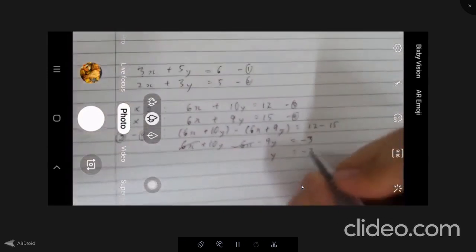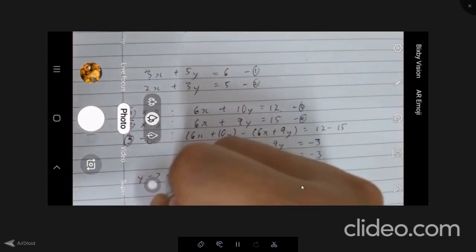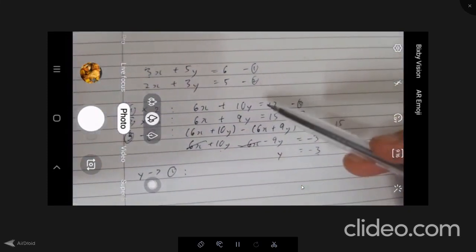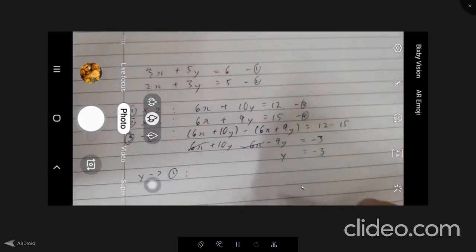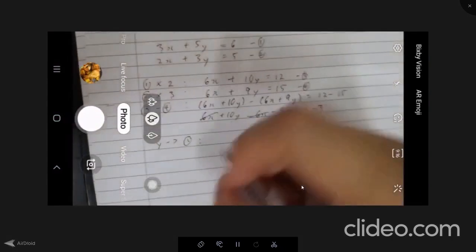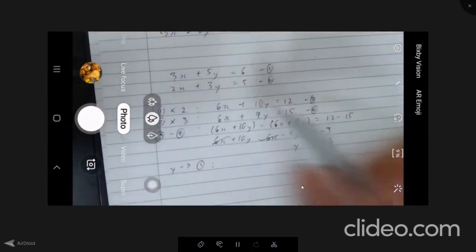And after this, to find the x again, I do the usual: put y inside, let's say equation 1. It doesn't matter which one you put. Equation 1 also can, equation 2 also can. I just simply pick one only. Pardon my phone. So I want to substitute inside equation 1.